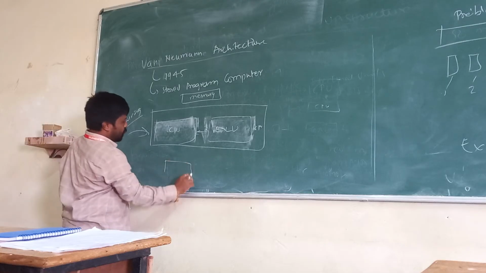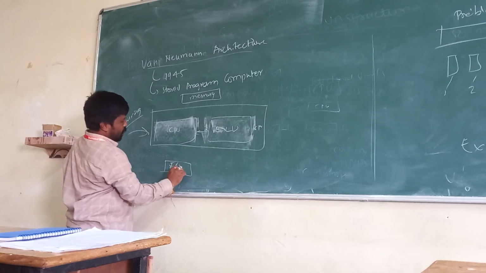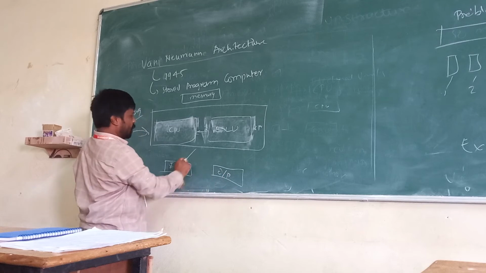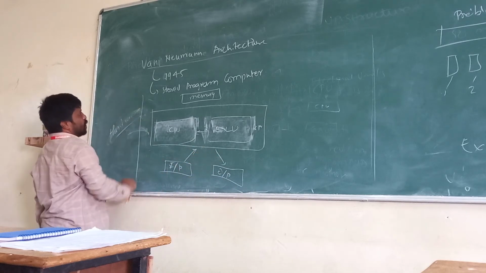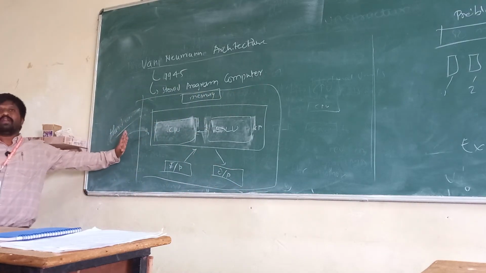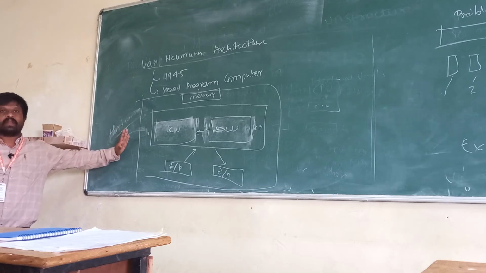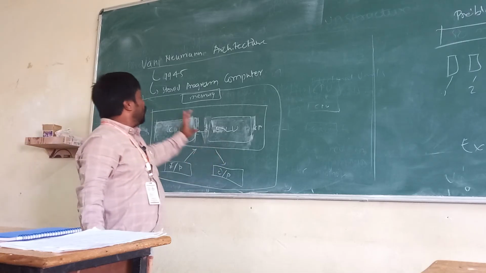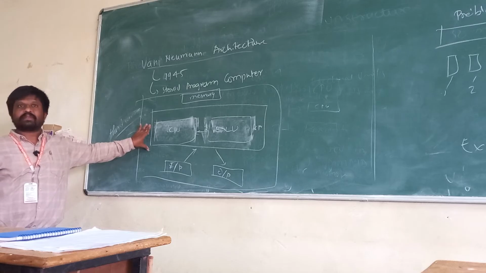And also we have the input and the output, okay. This is the main architecture of Von Neumann. Based on this computer only we have the different types of parallel computing. Based on this Von Neumann architecture only, I will be deriving some different types of parallel computing.